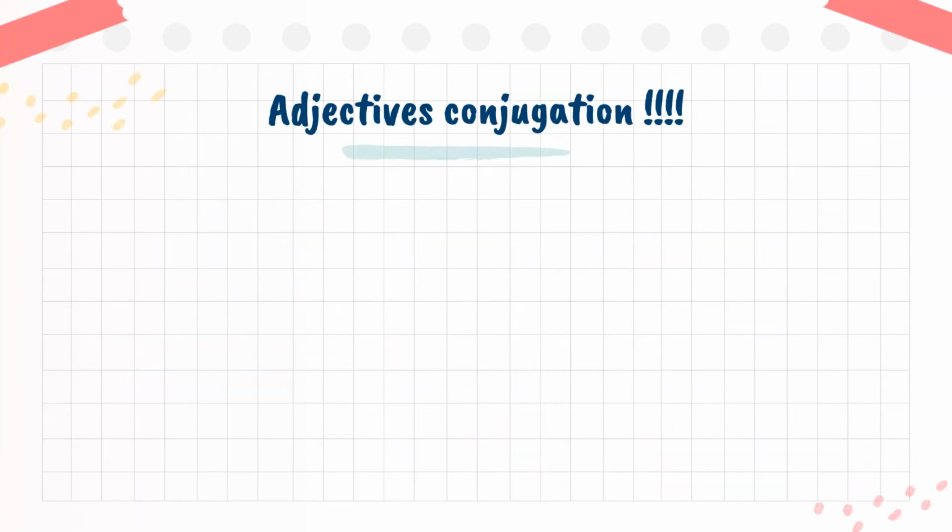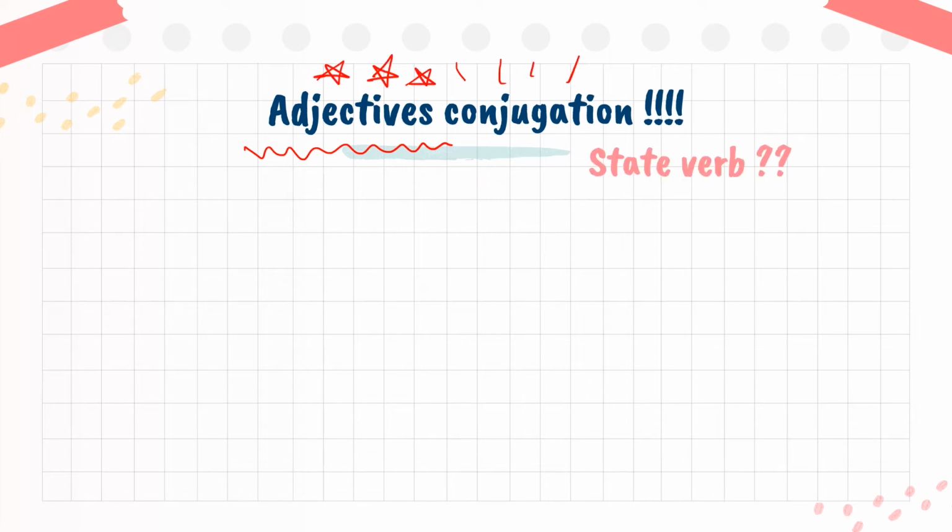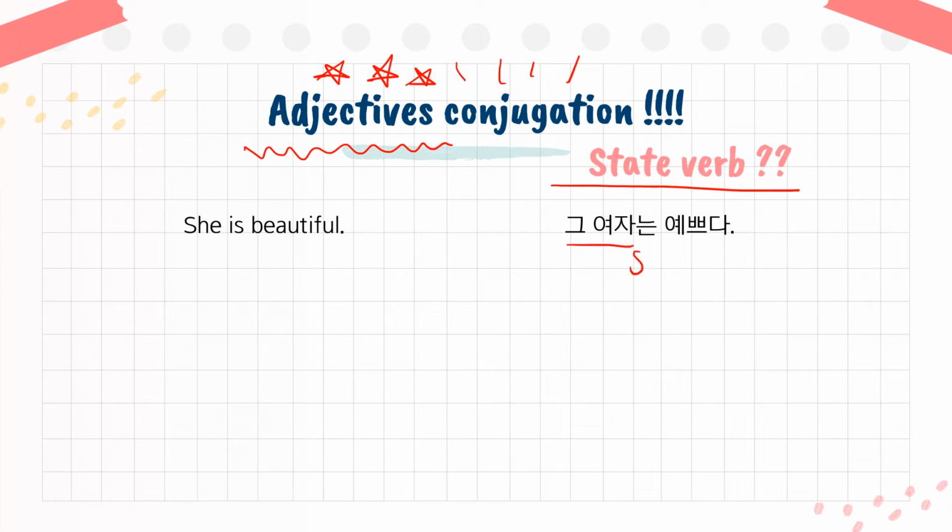Here, I just want to remind you that not just verbs, but also adjectives are conjugated in Korean. Some Korean scholars classify Korean adjectives as a state verb. Here's why. She's beautiful. 그 여자는 예쁘다. Subject and adjectives. There is no verb here, but it is a correct sentence because Korean adjectives can function like verbs. That's why adjectives are also conjugated like verbs in Korean.